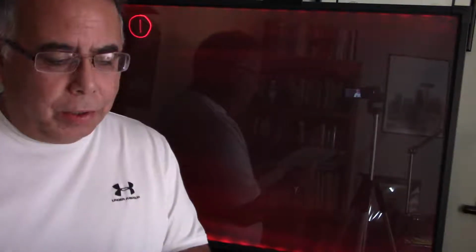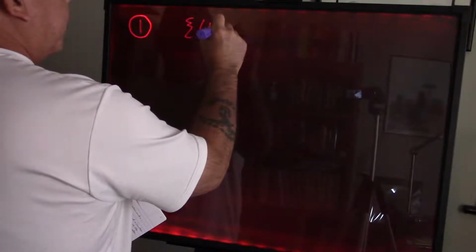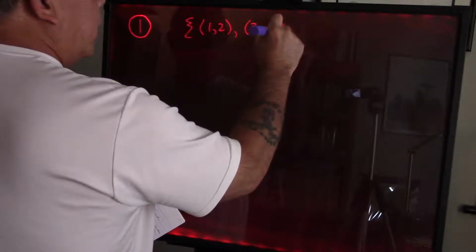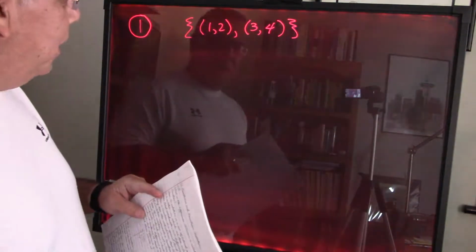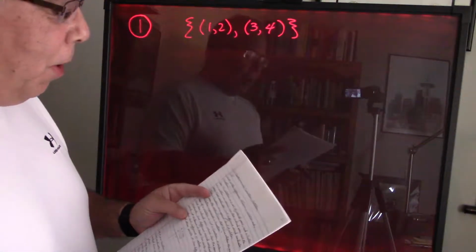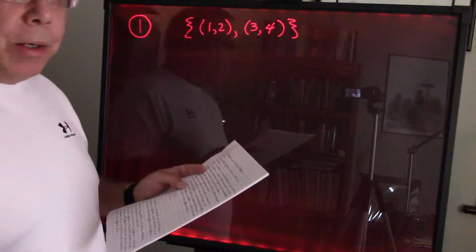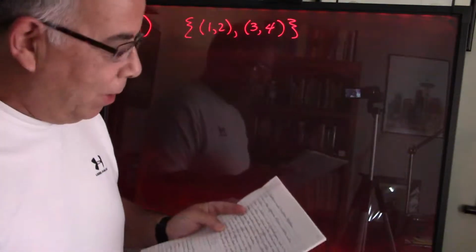Alright, question number 1. What is the difference between a relation and a function? Well, a relation is a set of ordered pairs, such as here's one with just two ordered pairs, that's a relation. And a function is also a relation, it's a set of ordered pairs, but no two ordered pairs have the same first element with different second elements.